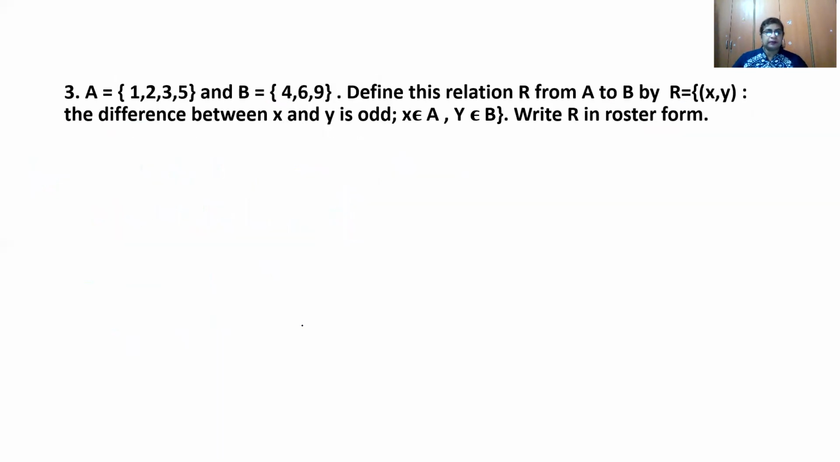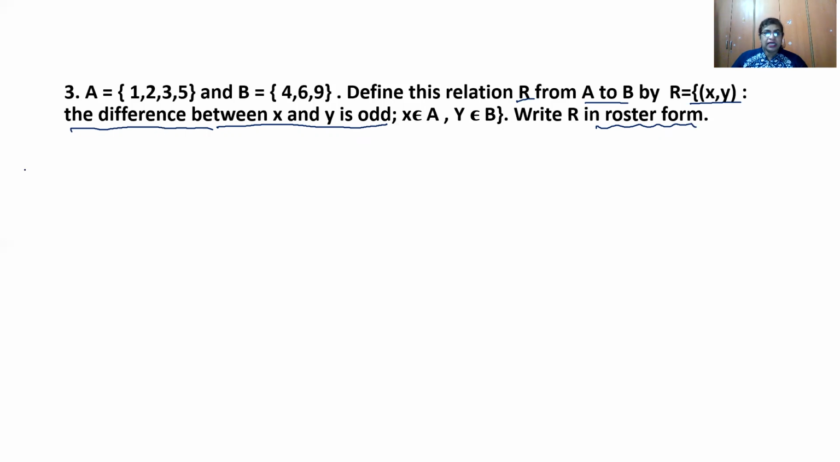Question number 3. Now what is mentioned here? A set is {1, 2, 3, 5}. B set is {4, 6, 9}. I have to define a relation R from A to B, where R is the set of all ordered pairs (x, y) such that the difference between x and y is an odd number. I have to write it in roster form.